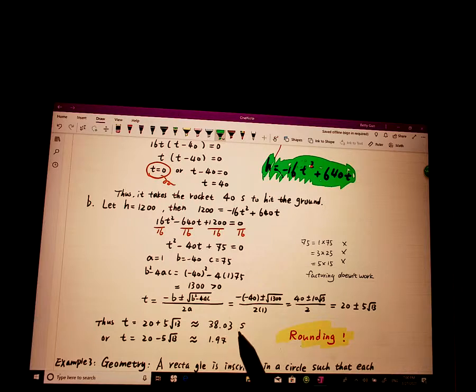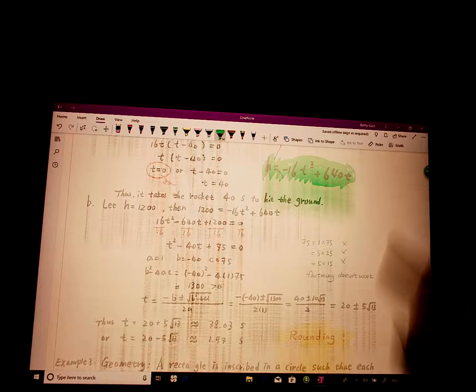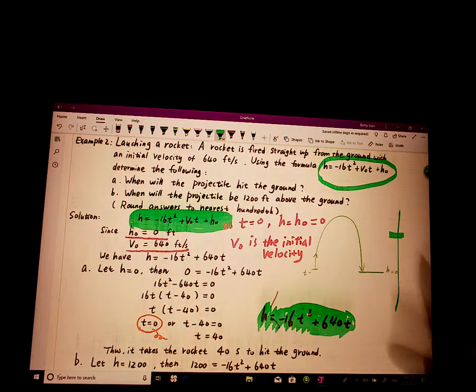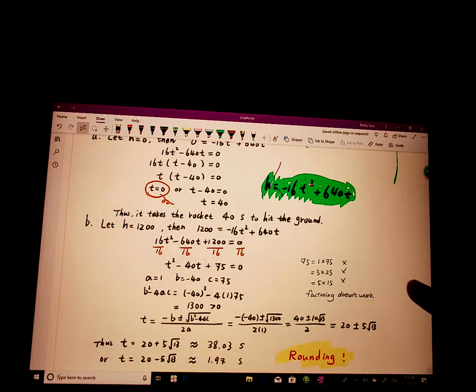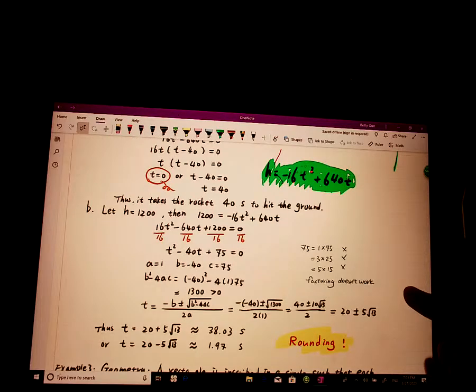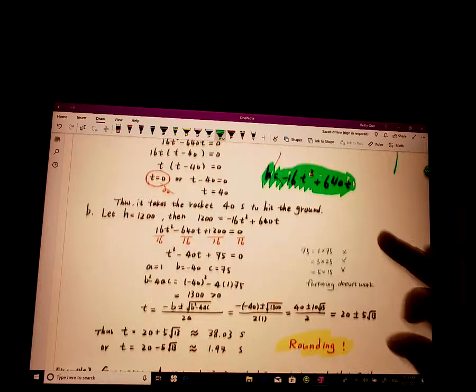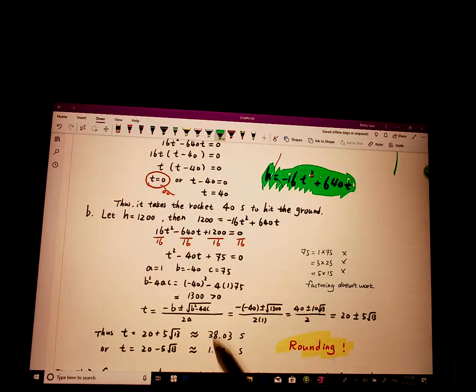So there are 2 times the projectile reached the height of 1,200 feet. That makes perfect sense. You see the projectile go up, right? And the first time it reaches 1,200 feet is 1.97 seconds. And then it keeps going, reaches the maximum, and then goes down. And the second time it reaches the same height, 1,200 feet, is 38.03 seconds. Does that make sense? Yeah.